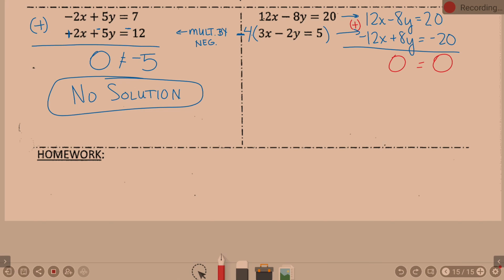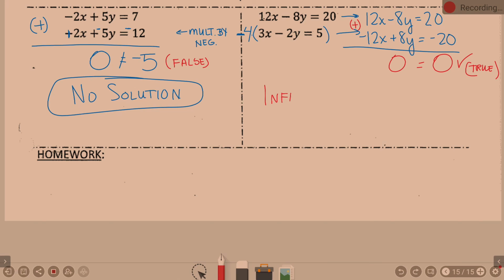Now, hold on. This one's different from last time. Last time there was no solution because we came up with a false statement. Our x and y canceled out, and 0 does not equal negative 5. Because it was a false statement, we had to say no solution. 0 does equal 0, doesn't it? So that actually means there is a solution, and it actually means there are a lot of solutions. This is what we call infinitely many solutions.